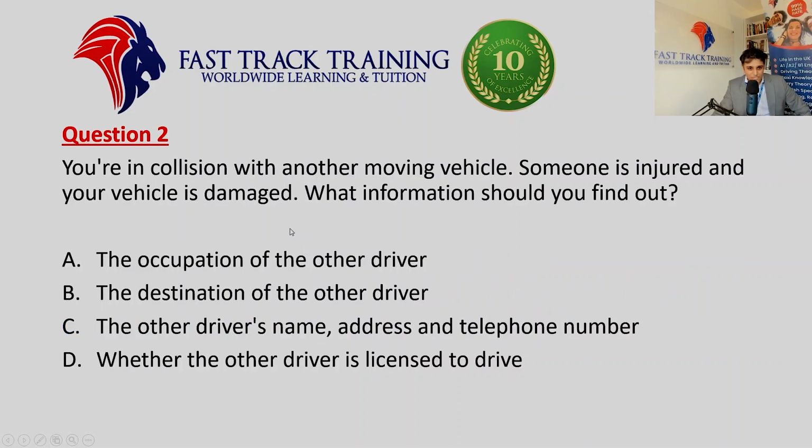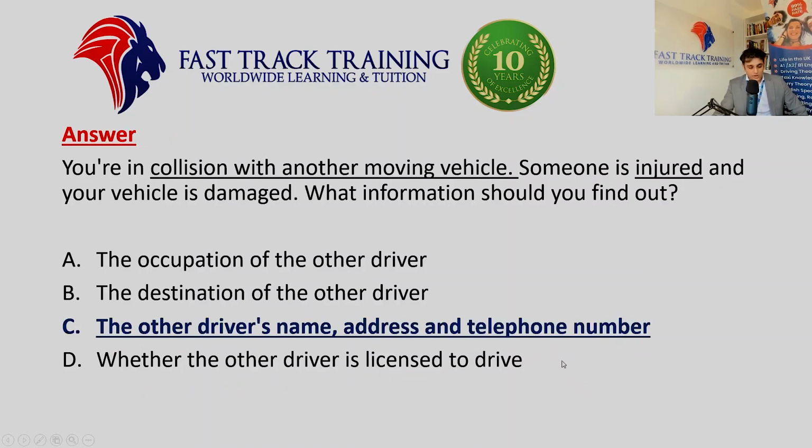Well done. You're in a collision with another moving vehicle. Someone is injured and your vehicle is damaged. What information should you find out? The occupation of the other driver, the destination of the other driver, the other driver's name, address, and telephone number, whether the other driver is licensed to drive. The correct answer is the other driver's name, address, and telephone number.